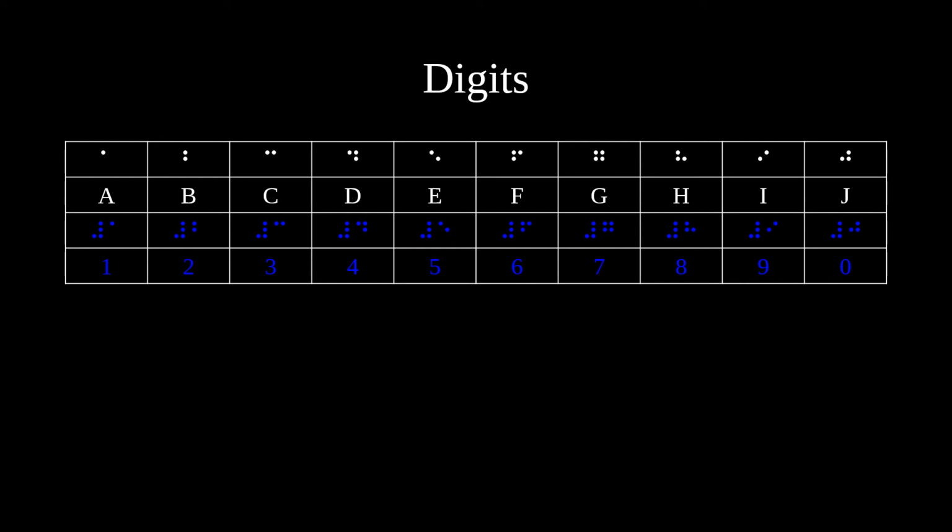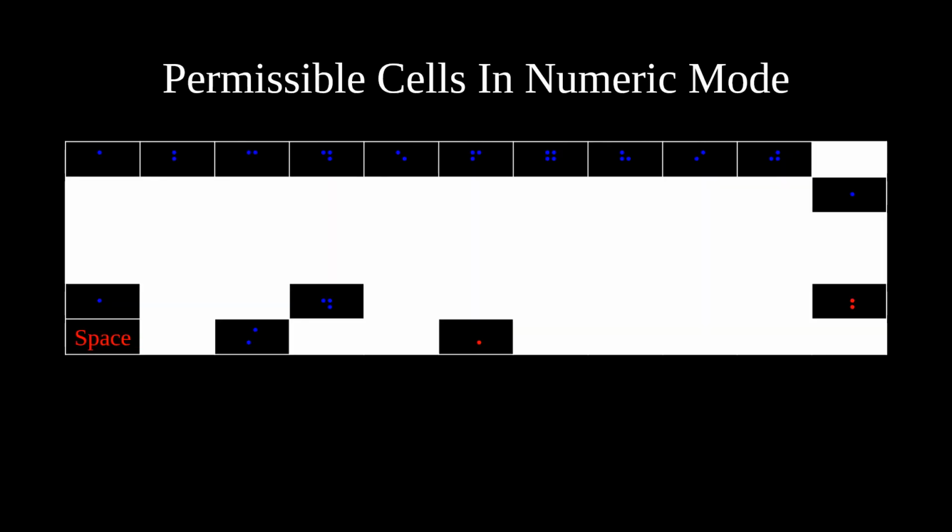The D cell stands for the digit 4. The E cell stands for the digit 5. The F cell stands for the digit 6. G means 7, H means 8, I means 9, and J means 0. In addition to the letters from A to J, the comma cell, the period cell, the ST cell, and the cell with dot 5 are permissible after the number sign.